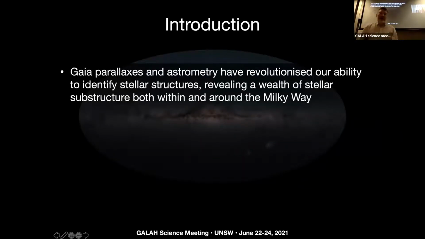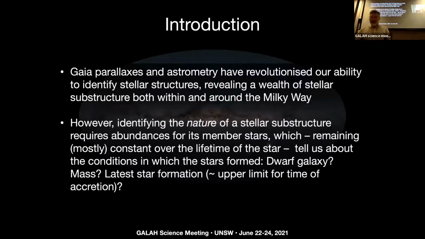As we've probably all heard, Gaia parallaxes and astrometry have really revolutionized what we can do in terms of finding stellar structures and substructure in the Milky Way and around the Milky Way. But trying to figure out what the substructure is really requires abundances for the member stars. For the most part, abundances remain constant over the lifetime of the star, and they tell us about the conditions in which the stars formed.